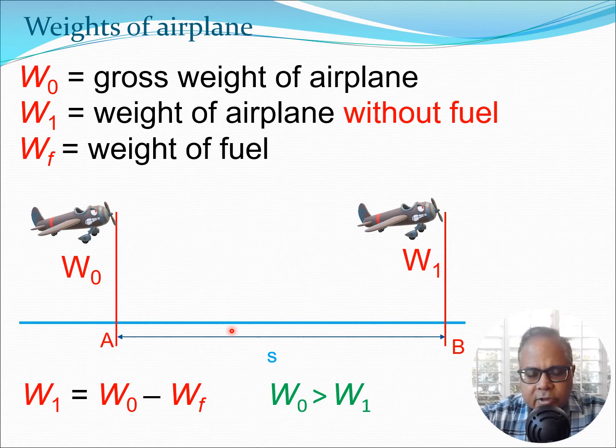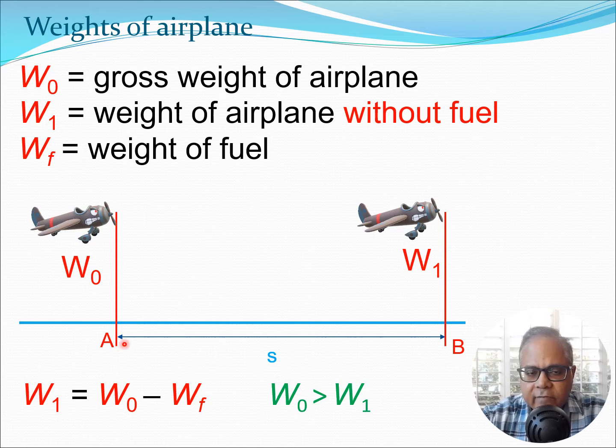So we are going to just recapitulate some of the concepts about weight we discussed before, because we are going to use these concepts again. So remember that W0 is the gross weight of the airplane. So that's the starting weight of the airplane. So if you are starting at some point A, this is the weight of the entire body as well as the fuel. So essentially here you assume that the airplane is completely filled with fuel at this point, and W1 is the weight of the airplane without fuel. So that's the weight at the point B.